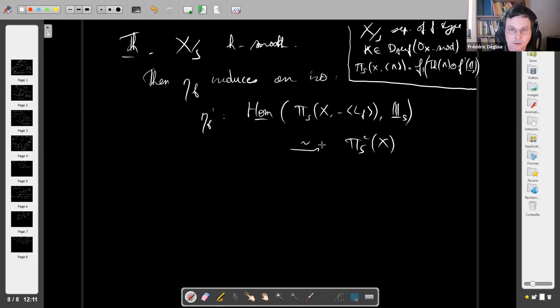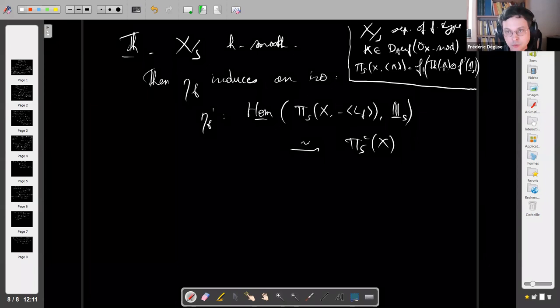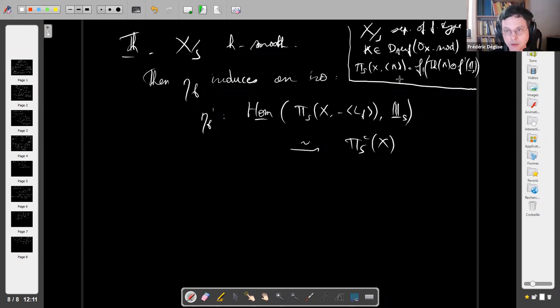Okay, so it's important that K is above X, and this is why it's not just a term space in general. It's more like a kind of homology but twisted. Okay, so the first assertion is that if X over S is H smooth, then the map eta F induces such an isomorphism.